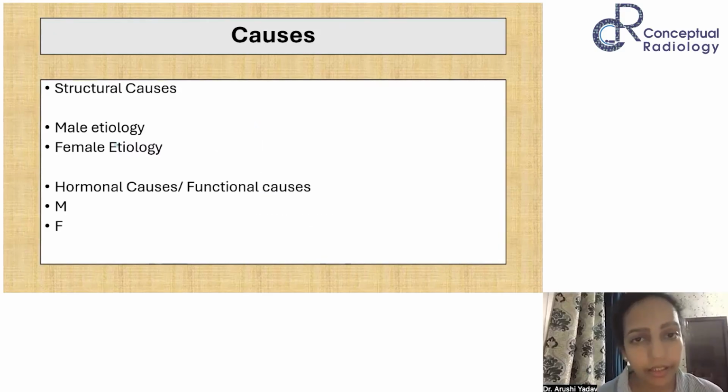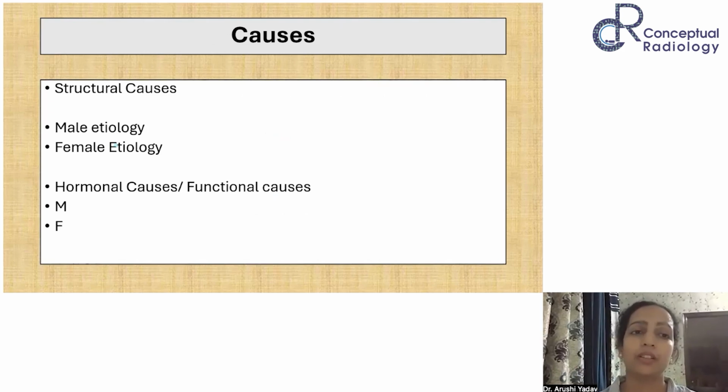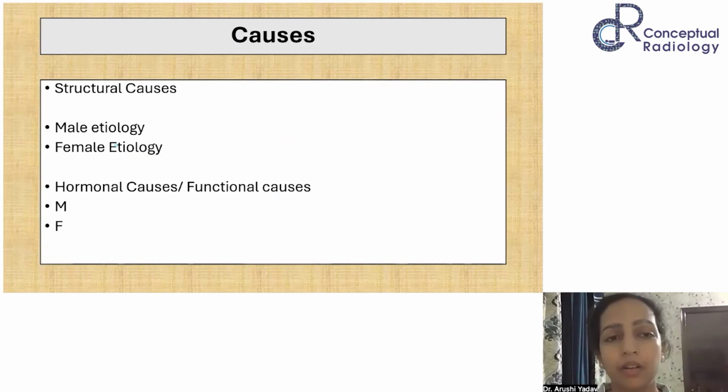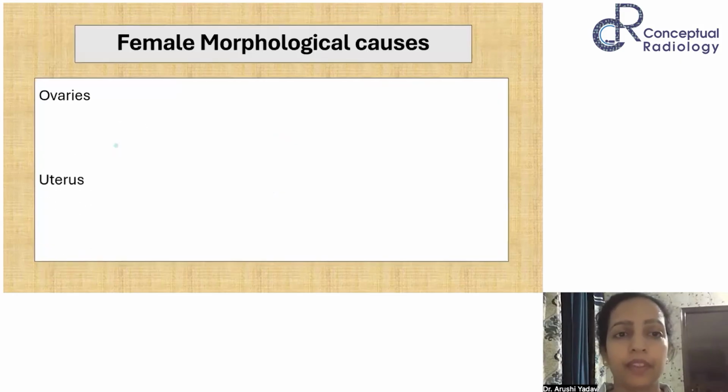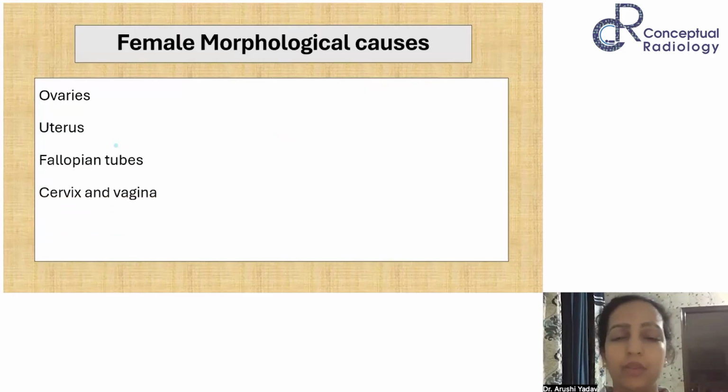So we are going to go towards identifying the treatable causes and thereby radiologically guiding towards their management. We'll divide it into actually two parts. First of all, depending upon the etiological factors. So the gender based classification is either the male etiological part or the female etiological part. And then we have the hormonal causes, which again could be divided into two parts like male and female, right? So now female morphological causes, something that comes to us for imaging, I've divided into four parts, right? So ovaries, uterus, the tubes which connect the uterus to the ovaries, cervix and vagina.